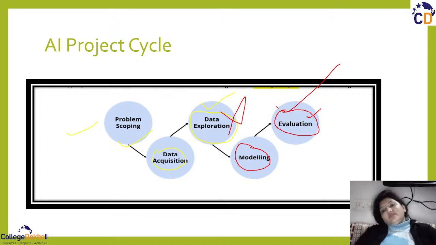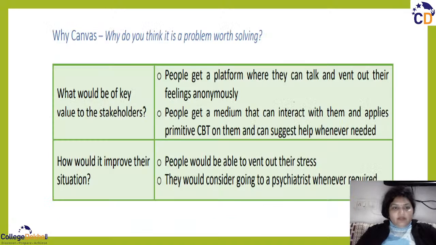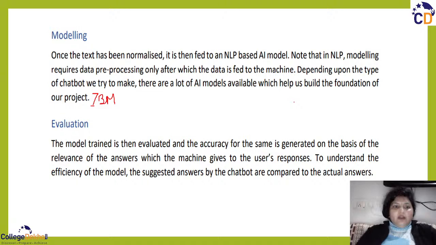So in the evaluation phase, you need to test the model with some data set to check the accuracy of the model, right? The model is trained, and then the trained model is evaluated. Evaluate means now you are going to check the accuracy. The accuracy is generated on the basis of the relevance of the answers which the machine gives to the user responses. So you can easily trace out if the machine is not responding correctly.